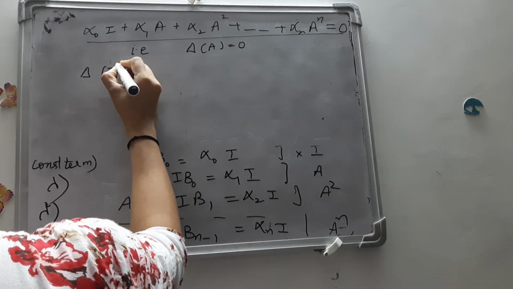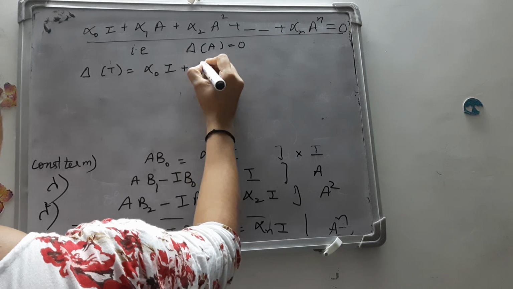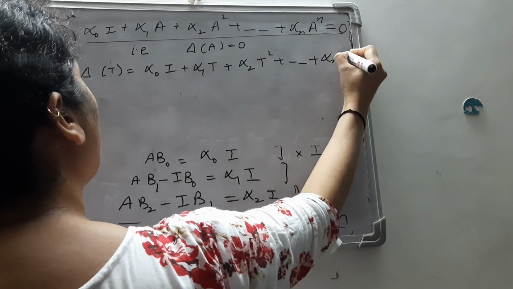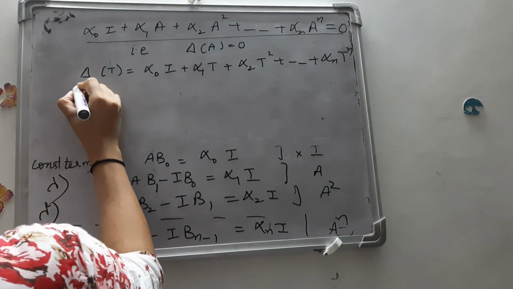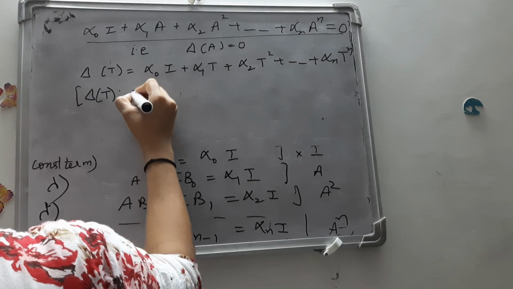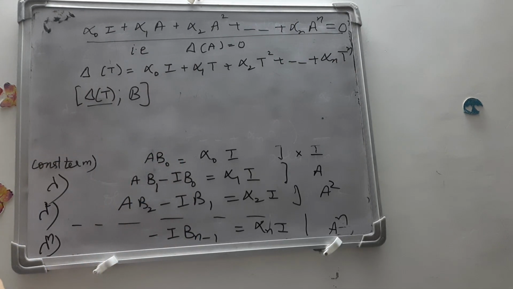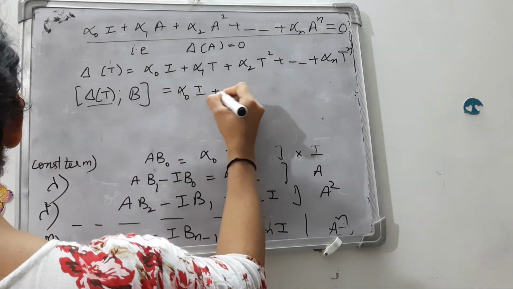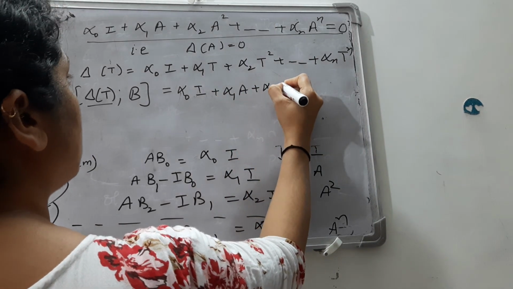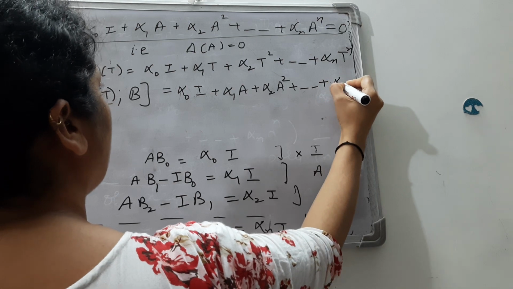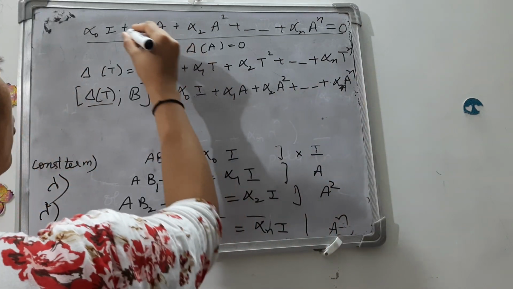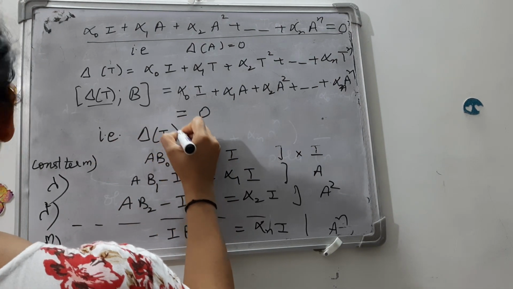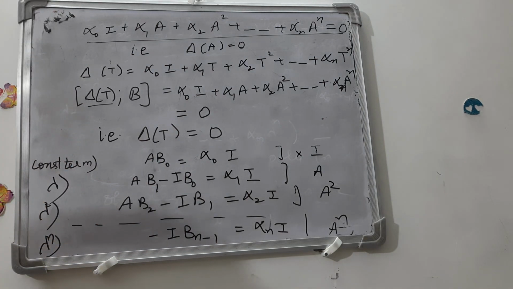Now delta of T is alpha naught I plus alpha 1 T plus alpha 2 T square up to alpha n T power n. Then the matrix of delta T with respect to B is equal to alpha naught I plus alpha 1 A plus alpha 2 A square up to alpha n A power n, and by this result it is equal to 0. That is, delta T is equal to 0. Hence this is the proof. Thank you.